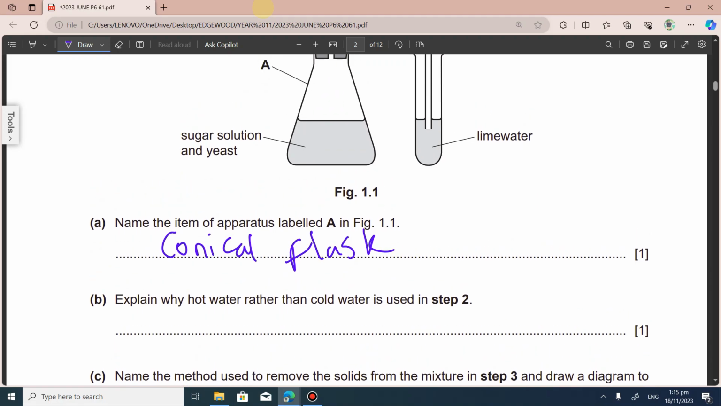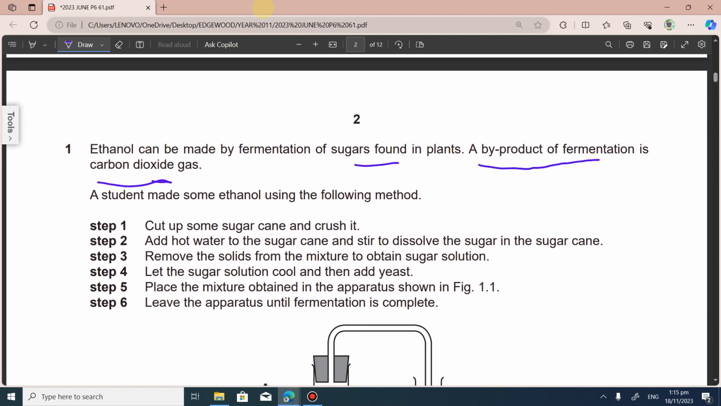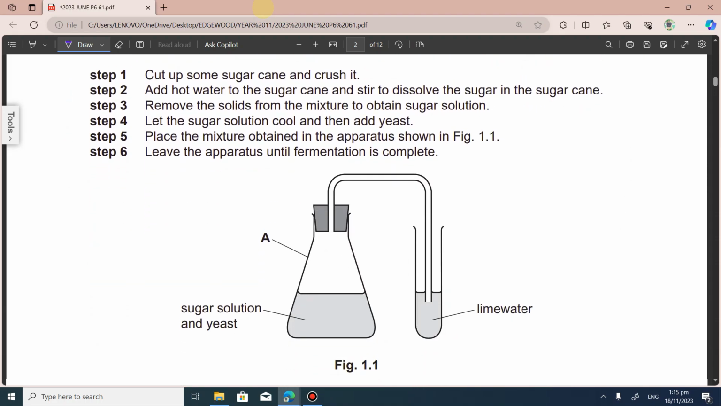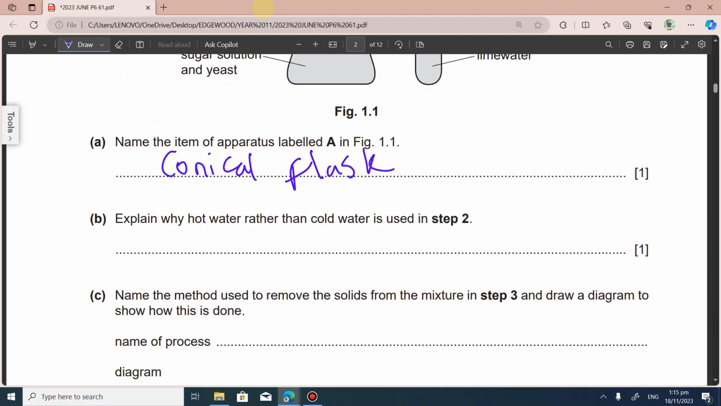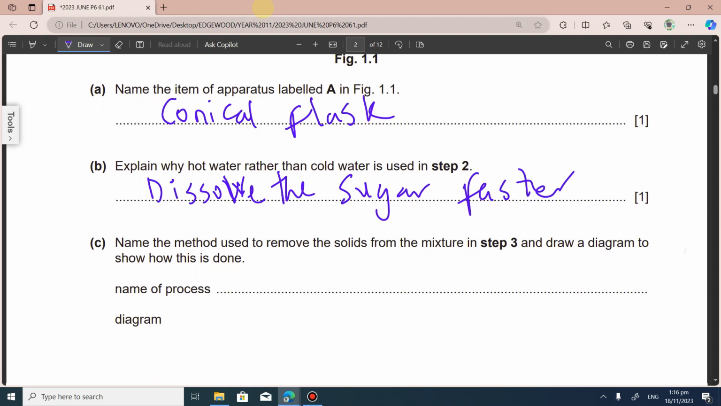Explain why hot water rather than cold water is used in step 2. Step 2 involves that you add hot water to the sugar cane and stir to dissolve the sugar in the sugar cane. So the essence of adding hot water is to dissolve the sugar faster. Hot water will dissolve the sugar faster than cold water.